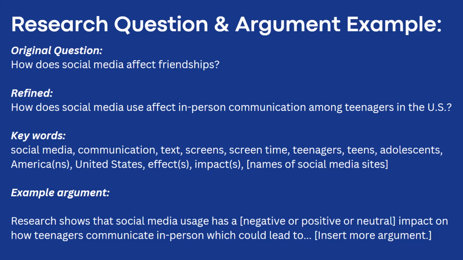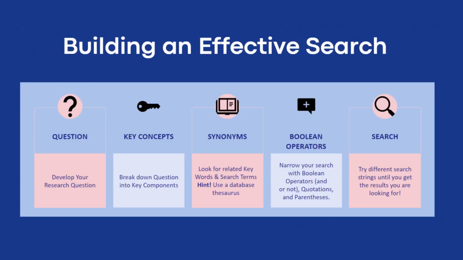And then they start creating an argument for their paper. They write, research shows that social media usage has some kind of impact on how teenagers communicate in person, which could lead to insert more argument here. So this is a good start. This person will need to search the literature to see what the research says so they can cite their sources and potentially back their argument claims. To do this, they will need to build an effective search strategy.